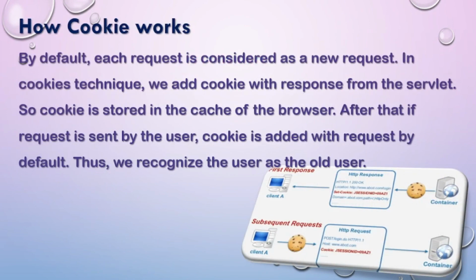How cookie works. By default, each request is considered as a new request. In the cookie technique, we add a cookie with the response from the servlet. So the cookie is stored in the cache of the browser. After that, if a request is sent by the user, the cookie is added with the request by default. Thus, we recognize the user as the old user.